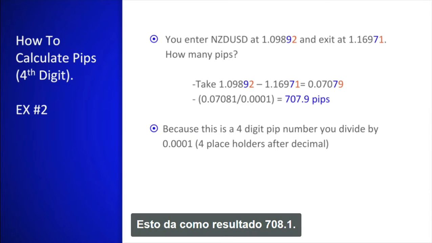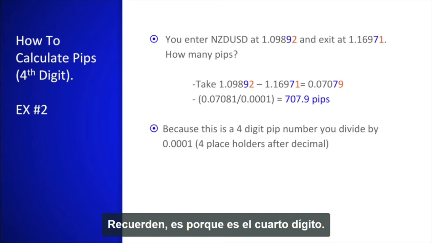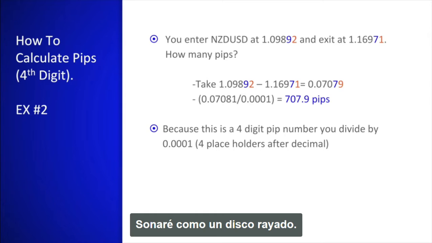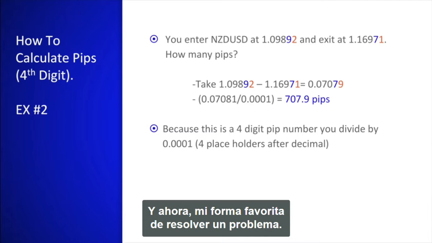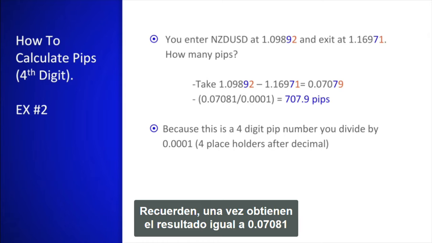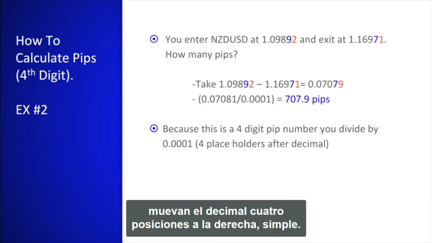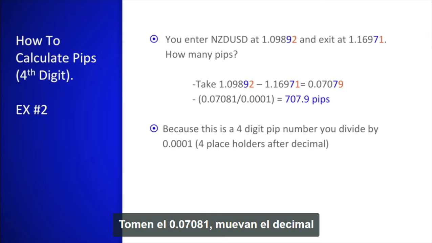So after finding out what the actual decimal number is, this method is for people who like dividing. If you're the dividing type, then what you want to do is take that 0.07079 and divide it by 0.0001. The reason why we're dividing it by 0.0001 is because, remember, the 4th digit from the decimal is the pip. So when you take 0.07079 divided by 0.0001, you should get 707.9 pips. That's for you guys that like to divide stuff. That's not usually my style.